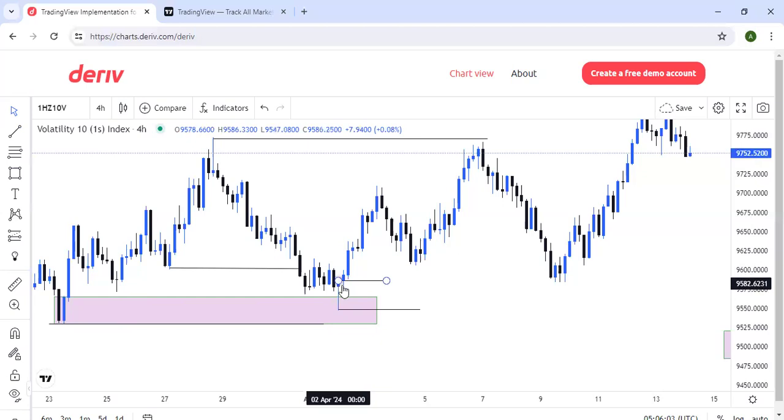So price has to come and mitigate it. Put a rectangle here. This is the rectangle. I want to get it exactly. So that's it. You see that price never came into it at first, so you can actually allow it to go.